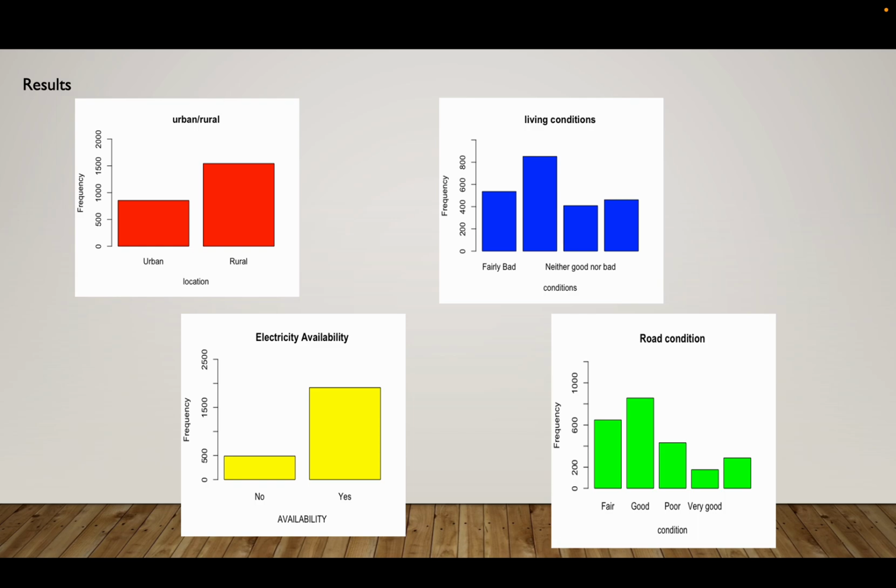To the right of that, living conditions in blue shows the number of respondents that had fairly bad to good living conditions. Then bottom left shows the electricity availability, the number of respondents that had electricity availability and the number that didn't. And then finally, bottom right shows the road conditions from fair to very good from the respondents that gave feedback.